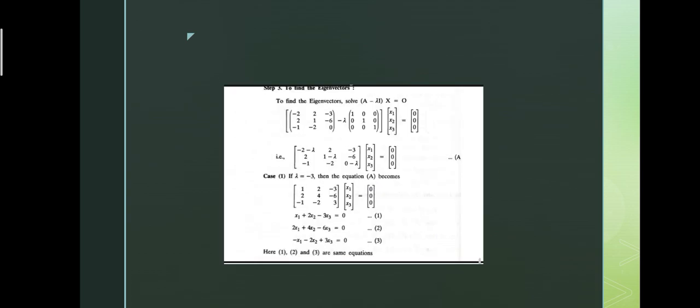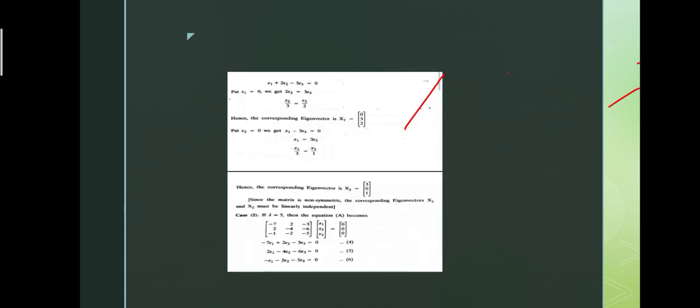Step 3: find the eigenvectors. To find eigenvectors, solve (A - λI)X = 0, where X is the column matrix [x1, x2, x3]. In the place of the given matrix we substitute A - λI. Then we get -2 - λ, 1 - λ, 0 - λ on the diagonal, and the remaining values as usual: 2, -1, 2, -2, -3, -6. Case 1: λ = -3. Then the equation becomes [1 2 -1; 2 4 -2; -3 -6 3] times [x1, x2, x3] equals [0, 0, 0].